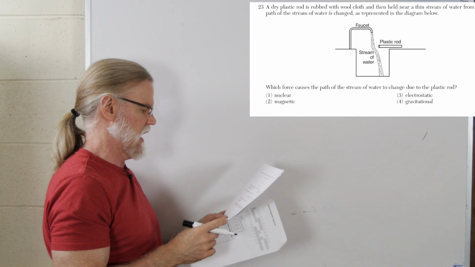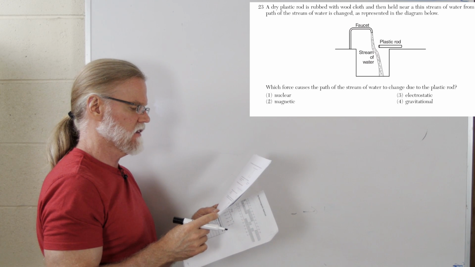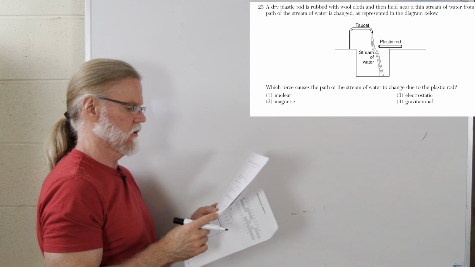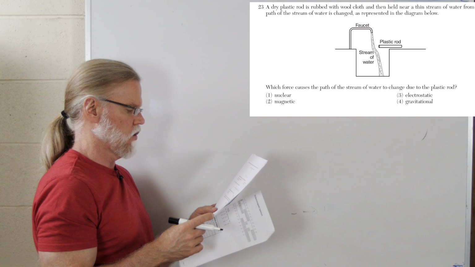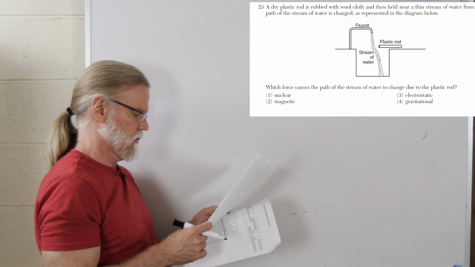23. A dry plastic rod is rubbed with wool cloth and then held near a thin stream of water from the faucet. The path of the stream of the water is changed as represented in the diagram. Which force causes the path to change?